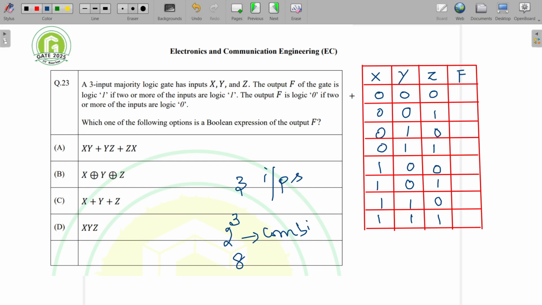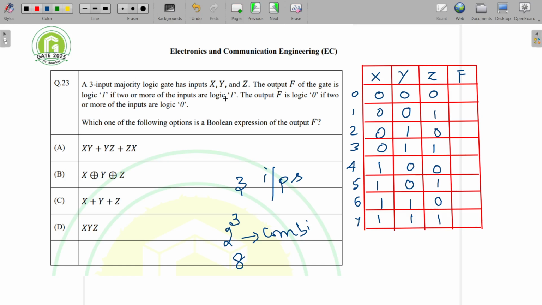The actual values: this is 0, this is 1, this is 2. That means 0, 0, 1 is 1, 0, 1, 0 is 2. This is the binary value, and this is the decimal value. So 0, 1, 1 is the binary value, its equivalent decimal is 3. Then 1, 0, 0 is 4, this is 5, 1, 1, 0 is 6, and then 1, 1, 1 is 7. So we have 8 different combinations from 0 to 7.